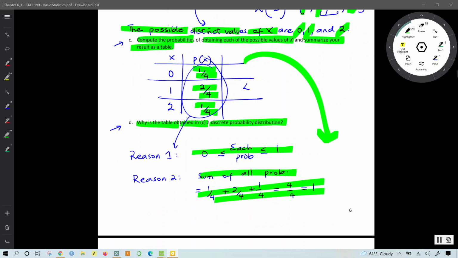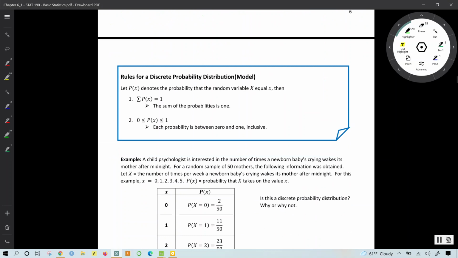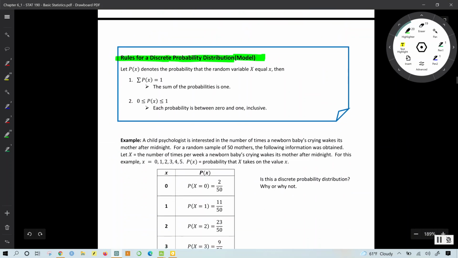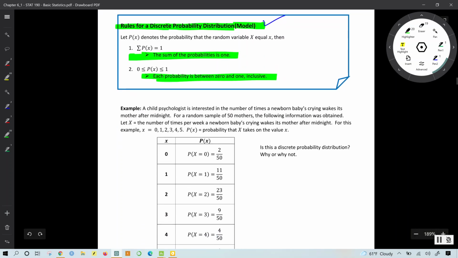So why did we take this question? It is because it naturally leads us into the rules for what constitutes a discrete probability distribution or model. As long as we have a table, a formula, or a picture where there is a depiction that the sum of all the probabilities is equal to 1, and each probability is a number between 0 and 1, inclusive, we do have what is called a discrete probability distribution model. We take another example to further emphasize what we are learning here.